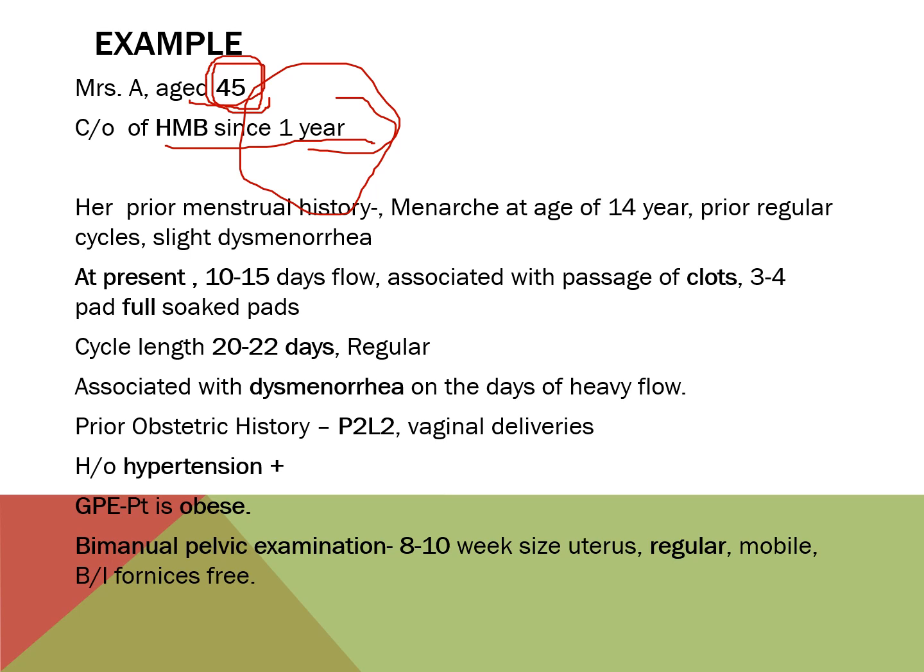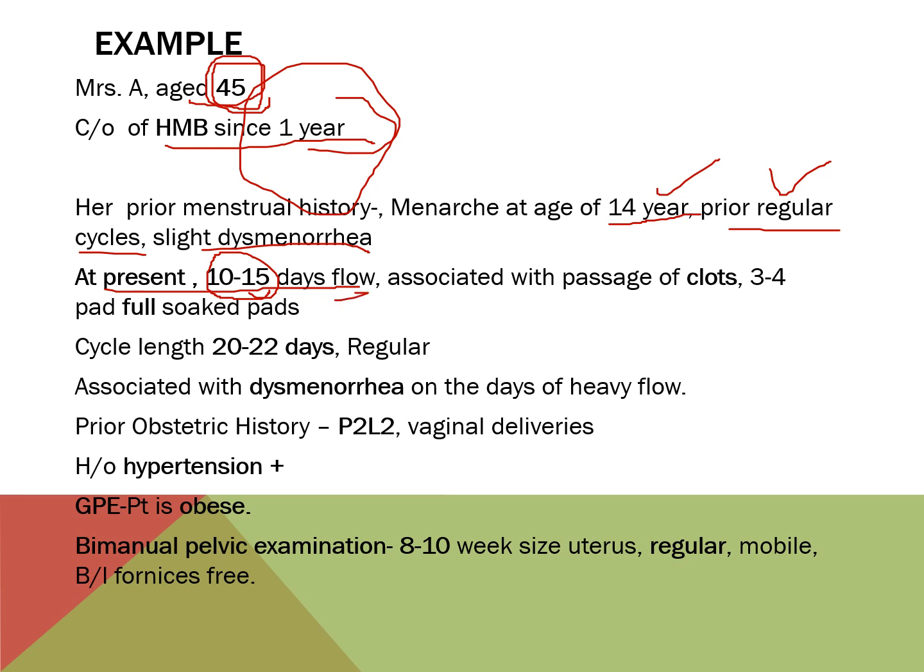Now, her prior menstrual history: she had menarche at the age of 14, which is good. That means she had it at an appropriate age. Prior cycles were regular, which means there was no history of any coagulation disorder right from her menarche. There was associated slight dysmenorrhea. See, slight dysmenorrhea means the cycles were ovulatory before, and at present she has around 10 to 15 days flow.